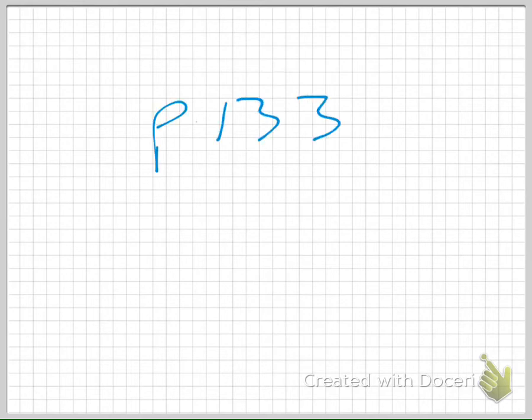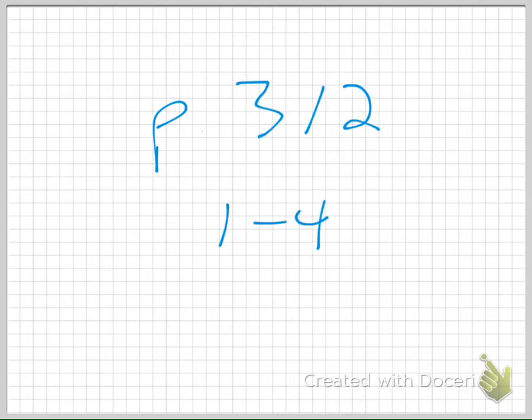Page 133. No, that's not true. Page 308. No, that's not true. Page 312, 1 through 43 even.